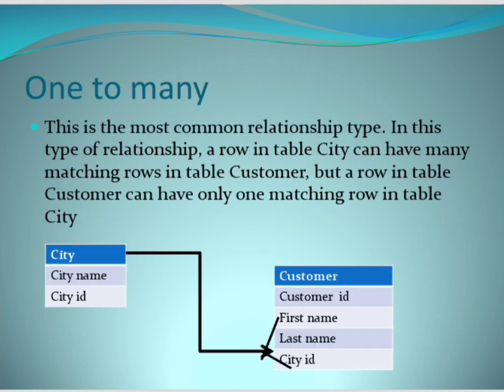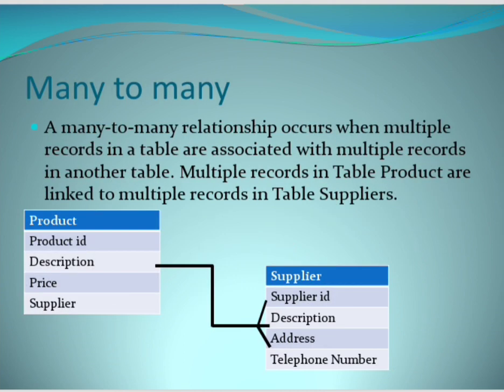We have shown this, and we are going to start with many to many now. This relationship is the last one. A many to many relationship occurs when multiple records in a table are associated with multiple records in another table. Multiple records in table product are linked to multiple records in table supplier. This is product and this is supplier. In product there is product ID, description, price, supplier. In supplier, it is supplier ID, description, address. These are many. Multiple records in a table product are linked to multiple records in a table supplier.